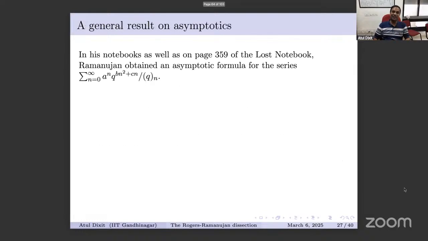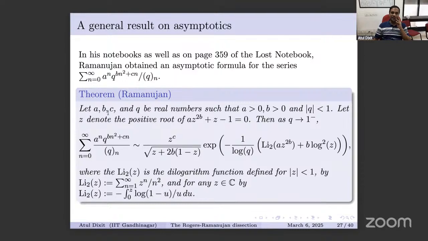So let us look at this general theorem of Ramanujan, which is also given on page 359 of the Lost Notebook and is also in the second notebook of Ramanujan. If A, B, C, and q are real numbers, A positive, B positive, |q| less than 1, and Z denotes the positive root of A Z^(2B) + Z − 1 = 0, then as q tends to 1 from below, this generalized Rogers-Ramanujan function is asymptotically equal to this particular right-hand side, where the dilogarithm function now comes into the picture.